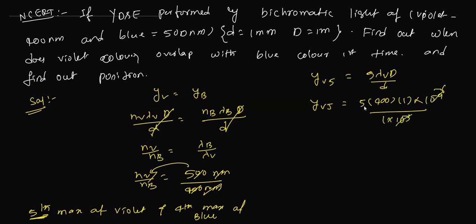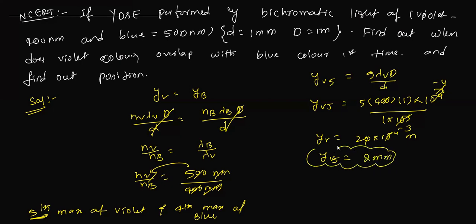Minus 6 we will get. So 5 times 4 is 20. These two zeros are gone, so minus 4. Therefore y V5 equals 20 into 10 raised to minus 4 meters. This zero got cancelled, which means y violet can be written as 2 millimeters, 10 raised to minus 3, so we write it in millimeters.